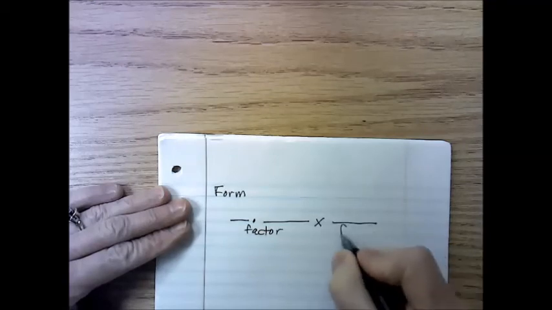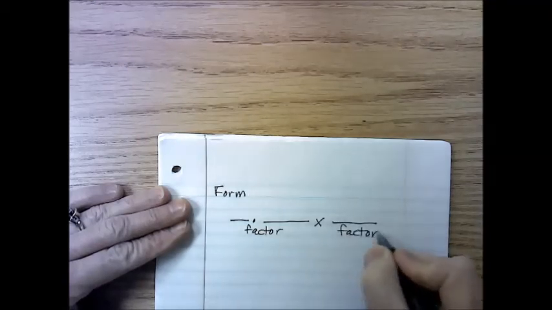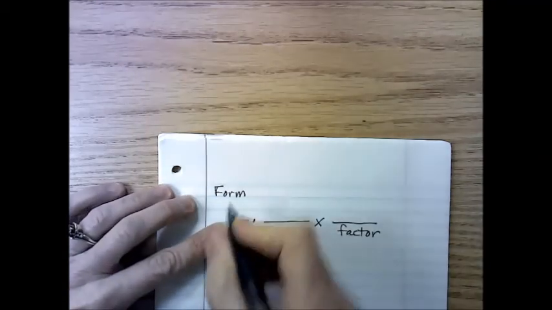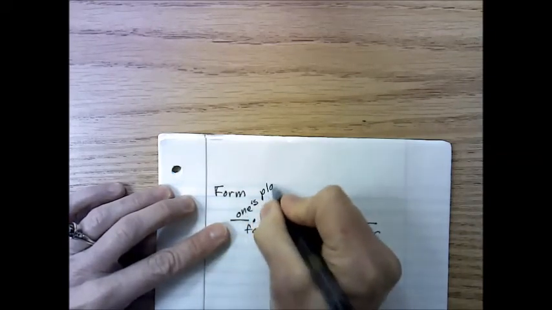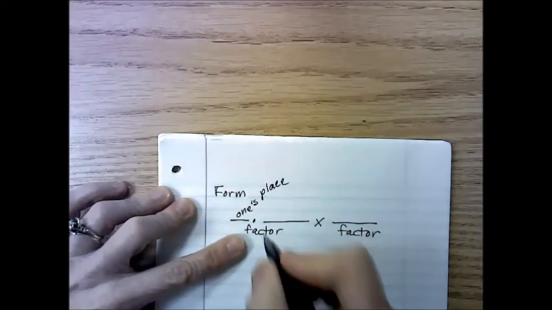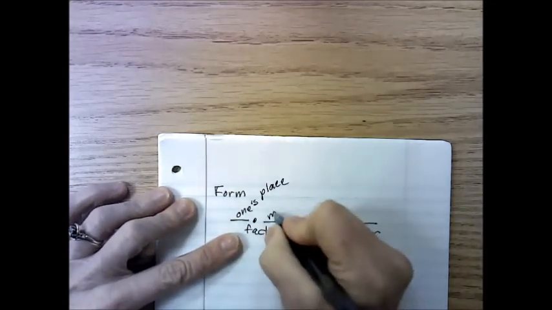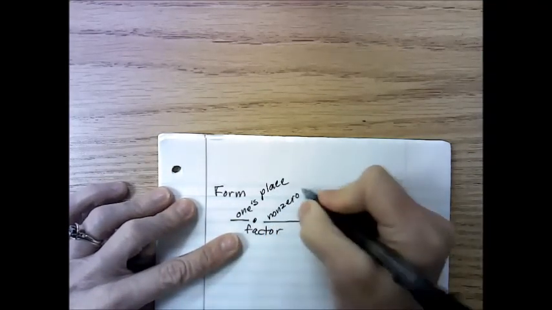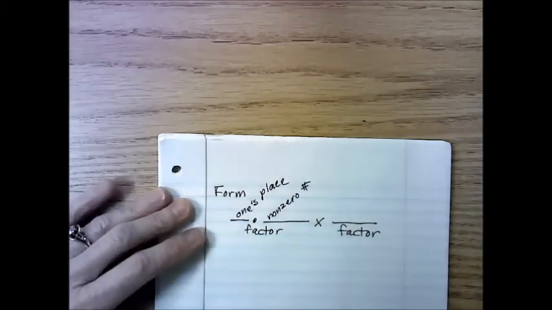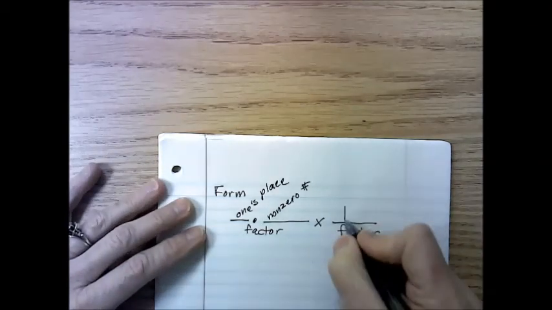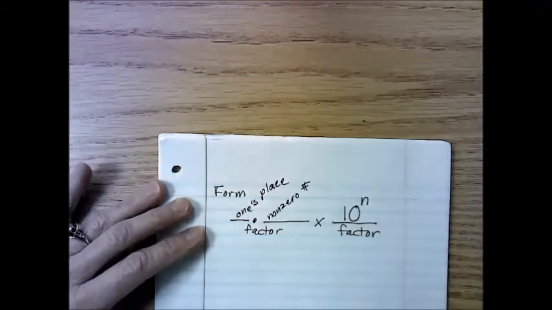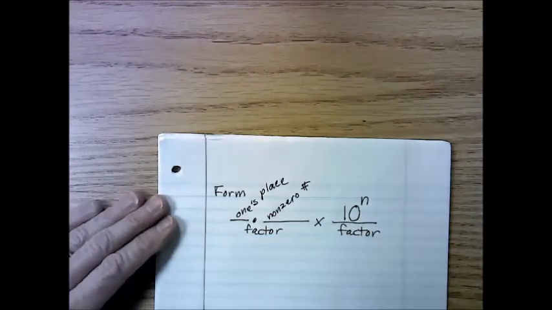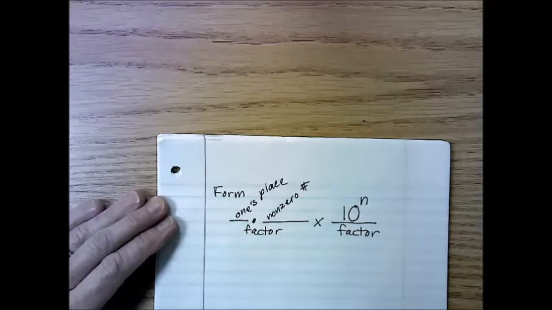times another factor, where the first factor only has one digit in the ones place, and following the decimal point are your non-zero numbers. In other words, no trailing zeros. And our second factor is always a 10 with some exponent. We always have to have a base 10 with an exponent as the second factor.